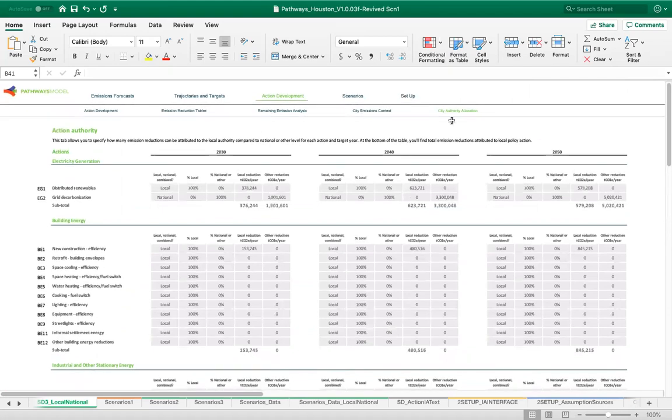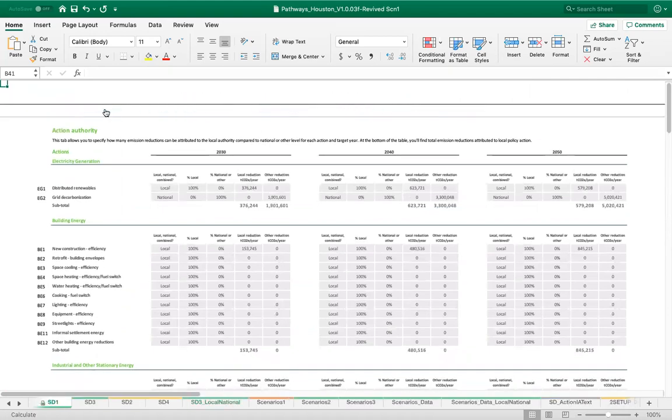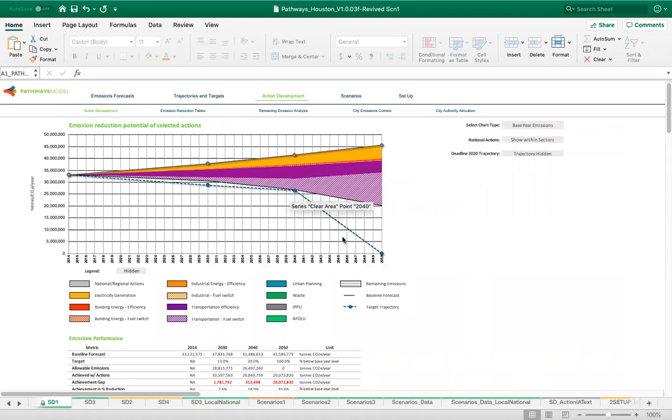Then what we can do is, if we go to the action development, this is the standard way of presenting the information. You'll see that there's both yellow and purple. There's the electricity generation and transport efficiency in this case, and fuel switch are the big opportunities. Because the colors remain the same, it shows that it's all attributed to the local government.